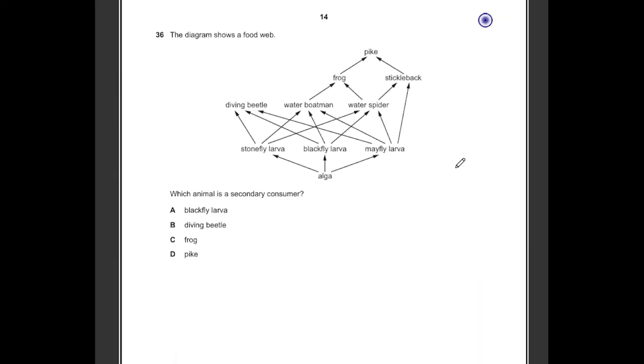Okay, moving to 36th, a diagram of a food web. Which animal is a secondary consumer? Which one is a secondary consumer? This is a producer, secondary consumer, primary, primary, primary, and which one is the secondary? Diving beetle is one of the options given here. Water boatman is not there. Water spider is also not there. So the only option which is there, this is primary consumer, secondary consumer. Okay, so the answer is diving beetle. Fine, that's the answer here.